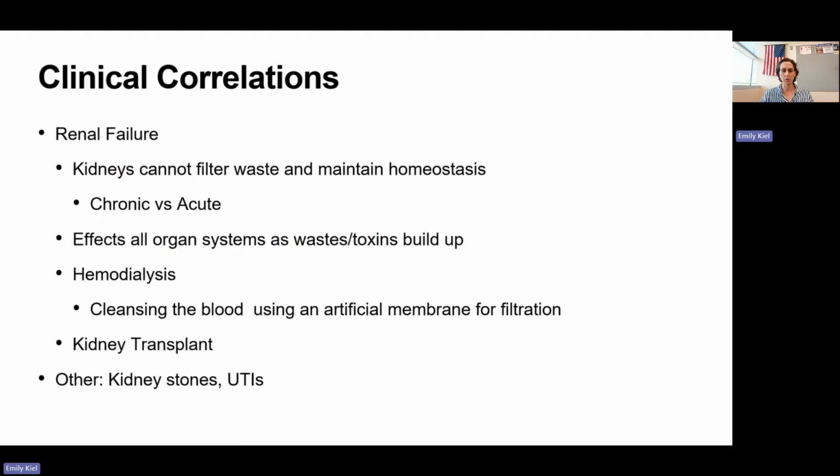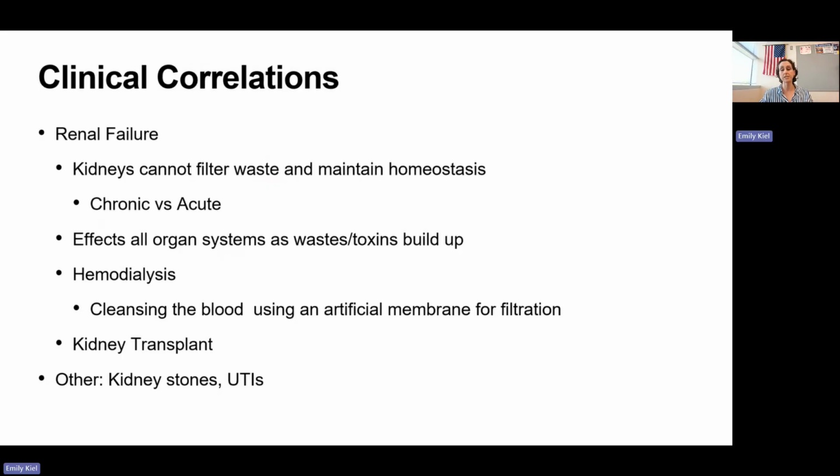There are some other clinical correlations. We've mentioned kidney stones a little bit. This is a buildup of minerals, whether it's calcium or magnesium. I think some of it is dependent on diet, water consumption, and then individual metabolism. And those can become lodged, whether that's in the ureter or the urethra.